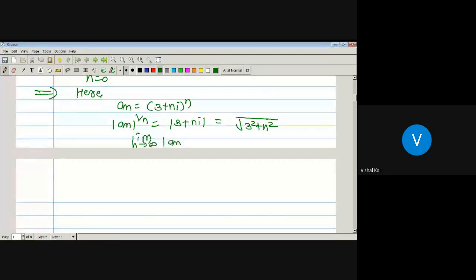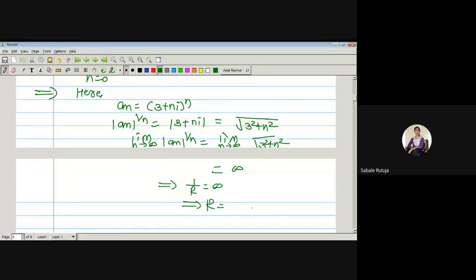Modulus of a n to the power 1 by n is equal to limit n tending to infinity under root of 3 square plus n square. What is its value? Infinity. And this one is nothing but 1 by r. So 1 by r is equal to infinity. Then what is its radius of convergence? 0.